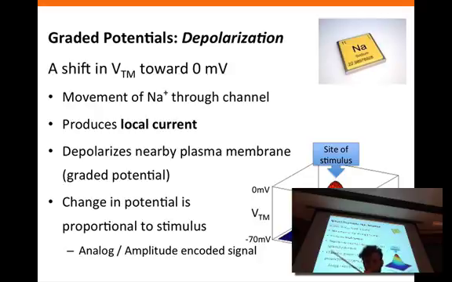So here's graded potential depolarization. It's a shift in the transmembrane potential towards 0 millivolts. So here we have minus 70 millivolts, here's 0 millivolts, and this is where on the membrane, so you can imagine this as the surface of the membrane, and in this dimension we're measuring charge. This is where you stimulate it, and we depolarize the membrane right there. But as you move away from the site of stimulus, that depolarization becomes less and less.